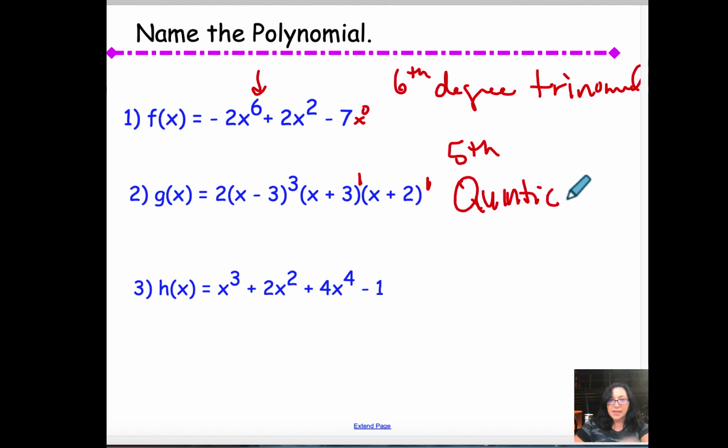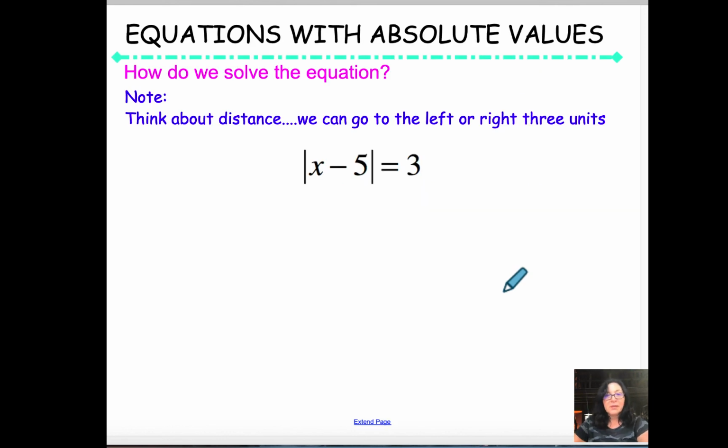So that's a quintic, and I'm not quite sure how many terms this is going to be. 3, 4, let's see here, 5. So that's a quintic. So that means there's going to be 6 terms, and that's something that we'll talk about later in the class. This is a 4th degree, because 4th degree is the highest power. So a 4th degree we call a quartic, and we have 4 terms. So you would say that this is a 4-term quartic. That's the name of the polynomial.